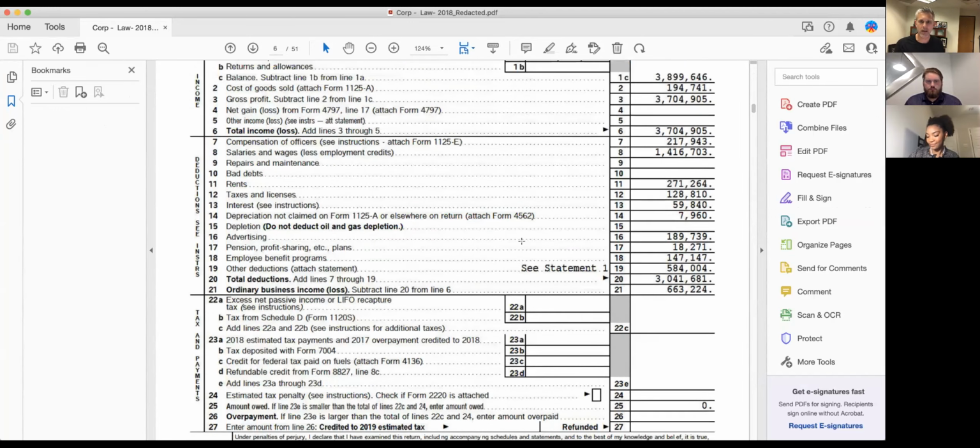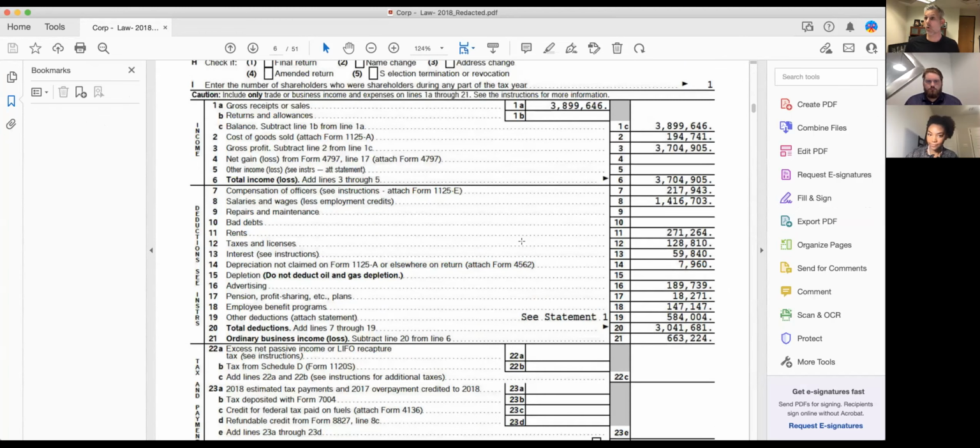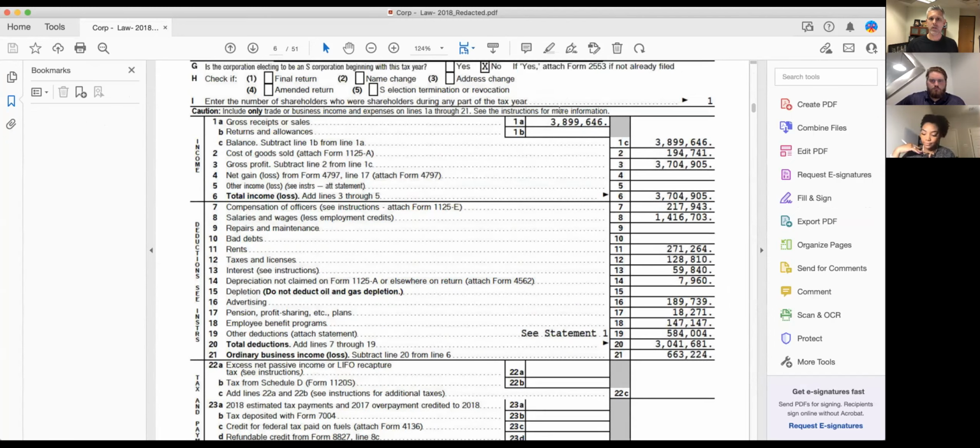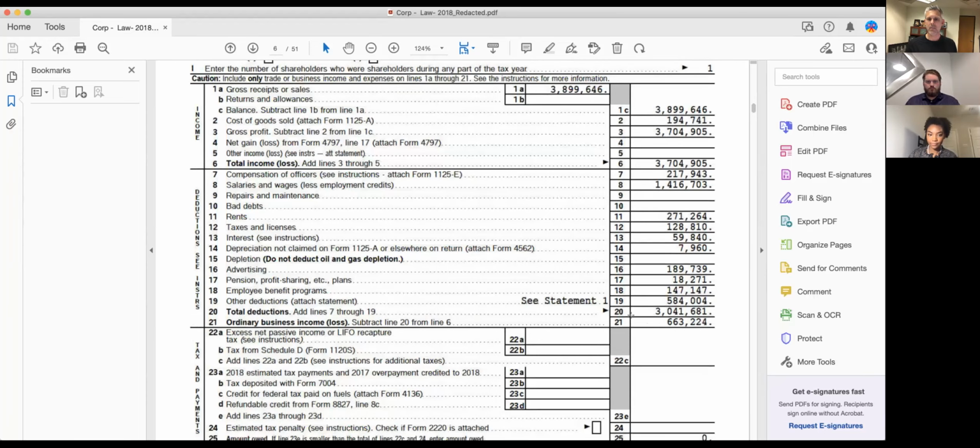So here's a tax return, okay? This is a corporate tax return for a company that we've worked with before. And if you notice, the very first place I'm going to look is the ordinary business income. Here's gross sales or gross receipts up here, 3,899,646. Down here at the bottom, there's his net income, 663,224.